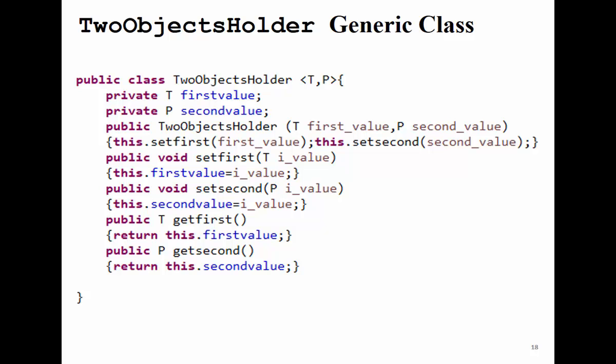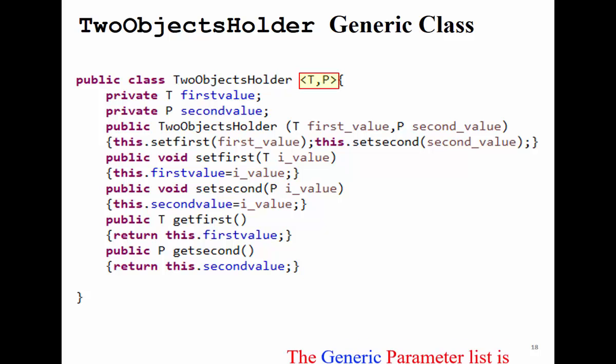Then I define a first value of type T and a second value of type P. And you see the constructor. Inside the constructor, I receive the first value and the second value of type T and P respectively, and I assign them to the values. And also I can return the T and P values.